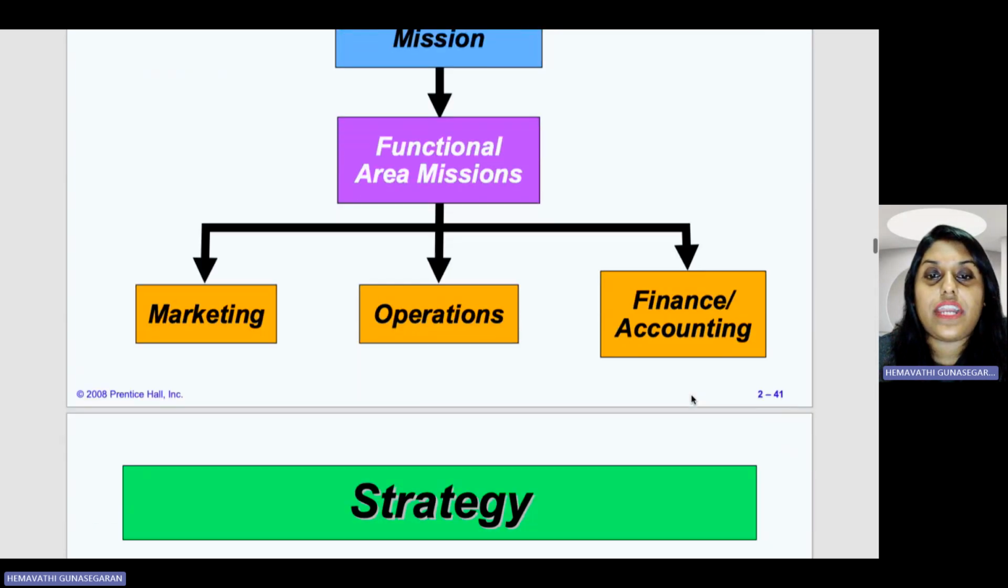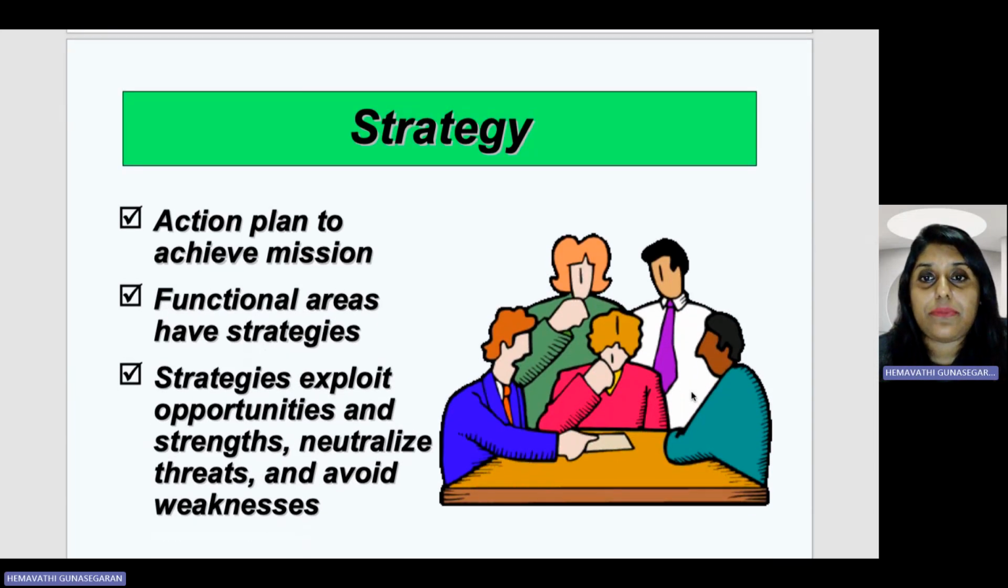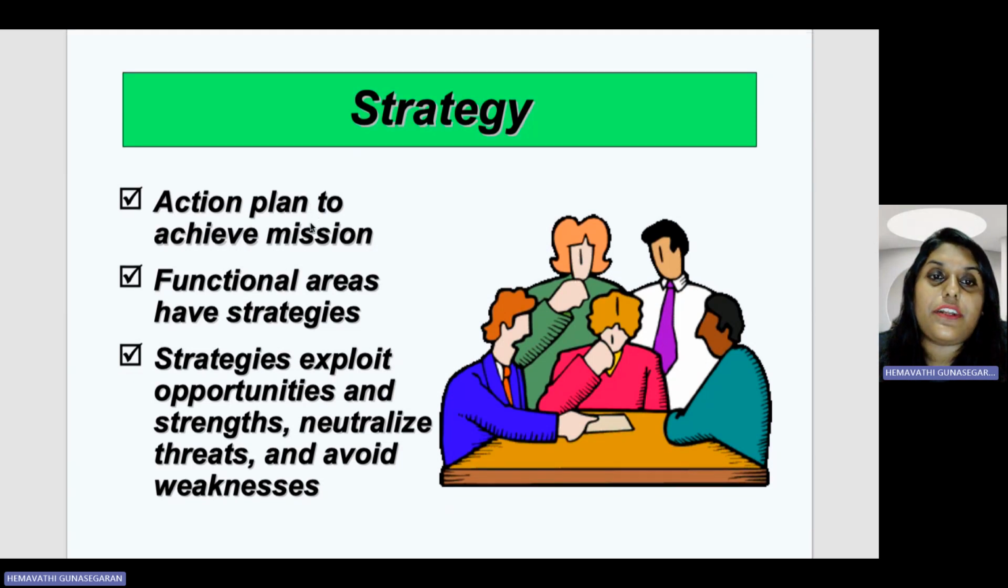And the next one, we are going to look at strategy, right? As I said earlier, when we have a mission statement, in order for us to achieve that mission, we need to have our strategy. We need to know how we are going to achieve that mission statement within that stipulated time period. Now, this strategy is an action plan to achieve the mission. Functional areas have strategies, and strategies exploit opportunities and strengths, neutralize threats, and avoid weaknesses. All right. As I said, this strategy is the one that we are going to use in order to achieve whatever mission statement we have established in the beginning.